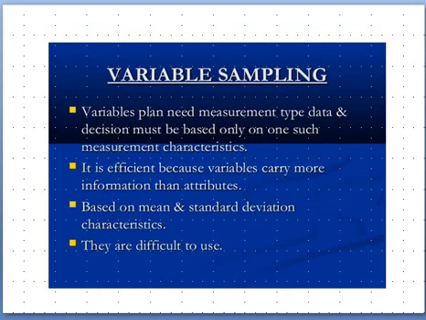Variable sampling plans need measurement-type data, and the decision must be based on only one such measurement characteristic. It is efficient because variables carry more information than attributes, and it is based on mean and standard deviation characteristics. They are difficult to use.